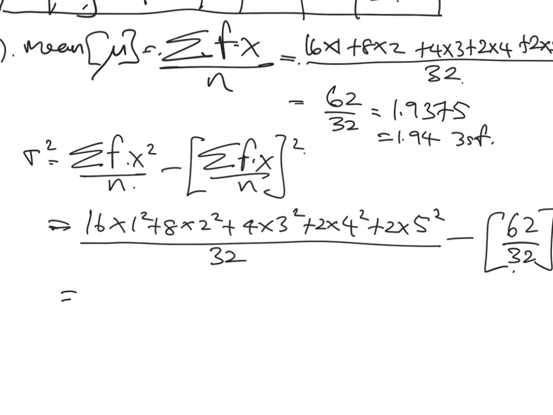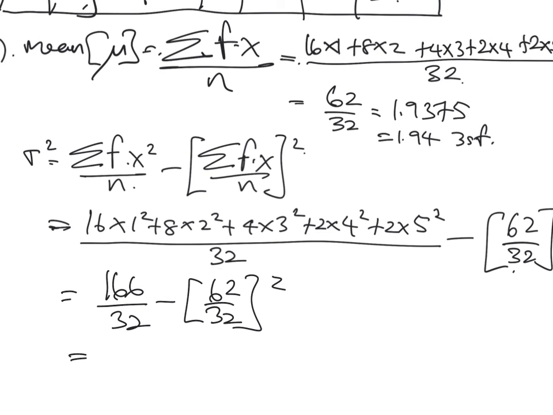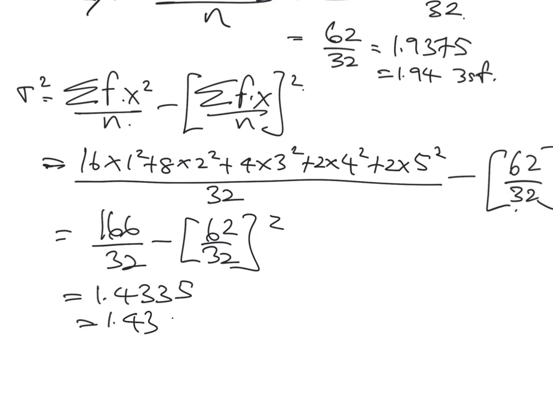Okay, so what I have here, 16 plus 32 plus 36 plus 32 plus 50, and the answer is 166 over 32 minus 62 over 32 square, and the answer is 1.4335, or 1.4323 SF.